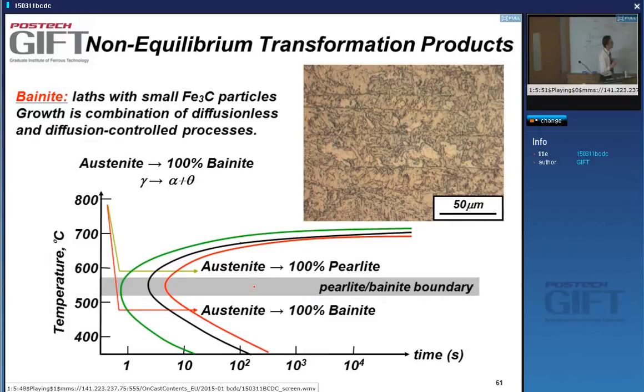Now, what happens now? So I've shown you here that at about 550, the transformation is very rapid to perlite. But what happens if I go below there? Yes, I've told you just a moment ago that I would still get perlite, but it'd go very slowly. And that's not really correct, because there's one other thing that happens. As you reduce the temperature, the diffusivity starts to drop considerably. Yeah? In fact, the diffusivity of substitutional elements becomes close to zero.